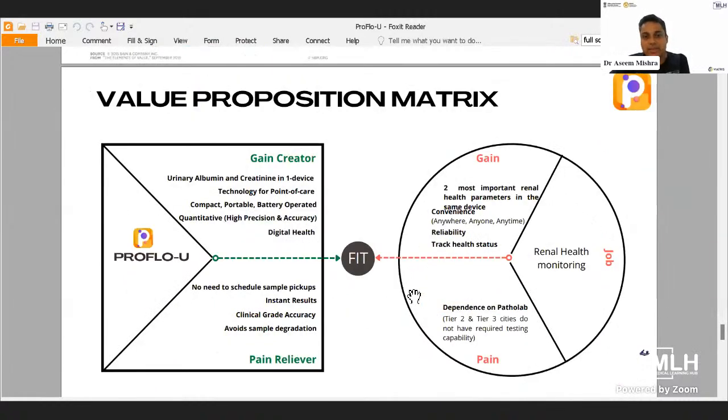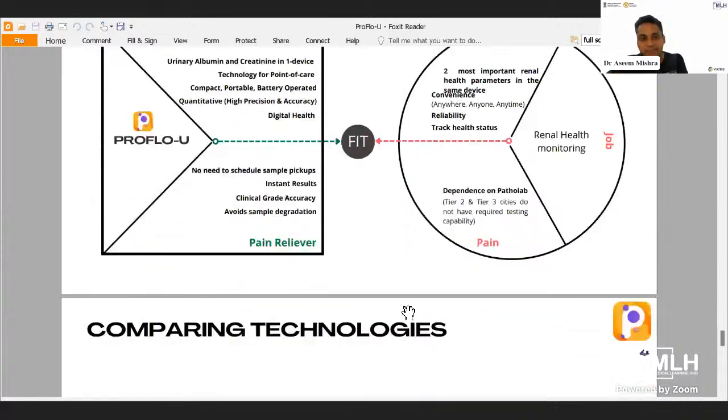This in summary is a value proposition where we see that ProFlowU provides value across various categories. It reduces your dependence on patholab for people who need to monitor urine albumin regularly. You can reliably assess the measures. You can track the health status, being a smart product.